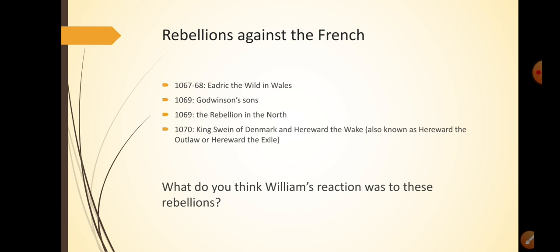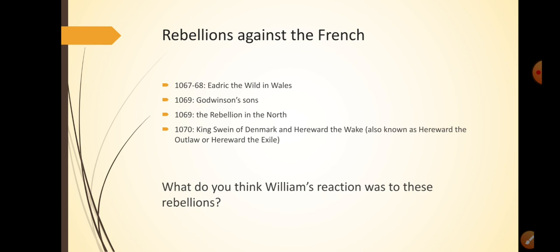For example, some of these rebellions: 1067-68, so immediately after his crowning, Edric the Wild in Wales, okay, there was a rebellion, or Godwinson's sons started the rebellion in 1069. Also, in 1069 there was a rebellion in the north, and then in 1070 King Sweyn of Denmark and Hereward the Wake, we will know about him later on. He's also known as Hereward the Outlaw or Hereward the Exile, started the rebellion against William and the French rule.